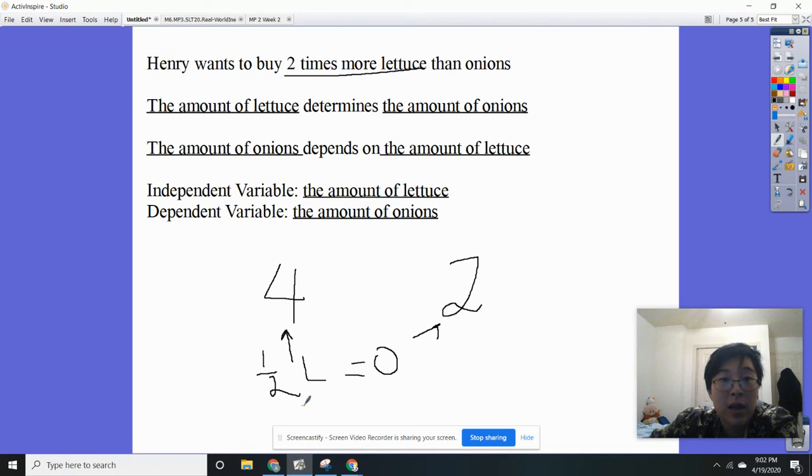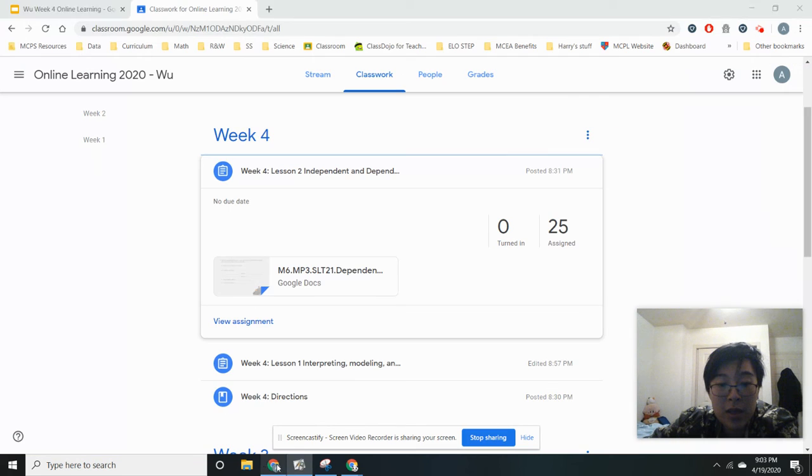I can also say, technically, I want my equal sign. This will be the dependent. Something in here, the variable, will be the independent. Dependent, independent. So my lettuce is independent, my onion is dependent. I can also say lettuce divided by 2 equals onions. Yep. All right. Let me show you the assignment.